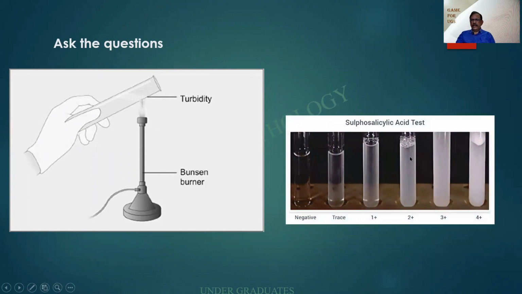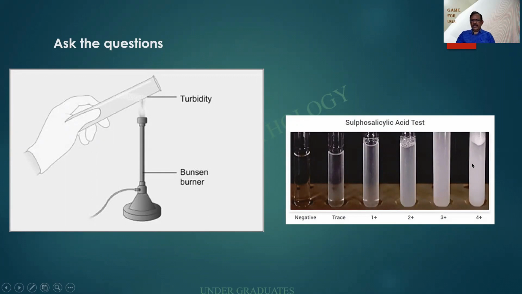So, look at the range over here. This clarifies what I have said. So this is a normal urine sample. Here there is a mild amount of precipitate which gradually gets intensified, and here it becomes thick and curdy. So the range of proteinuria is given over here.